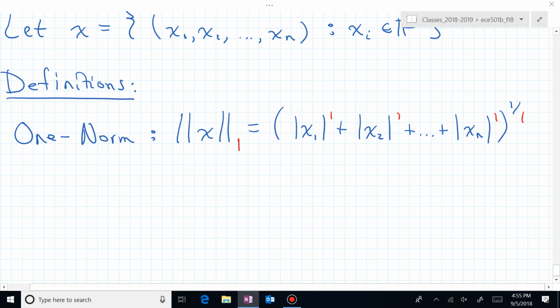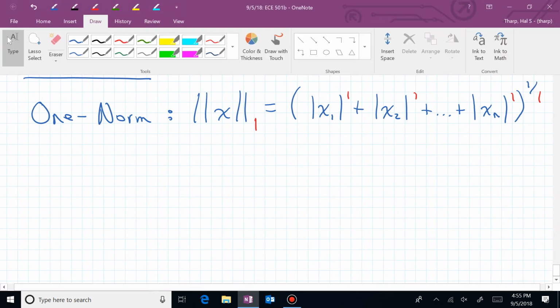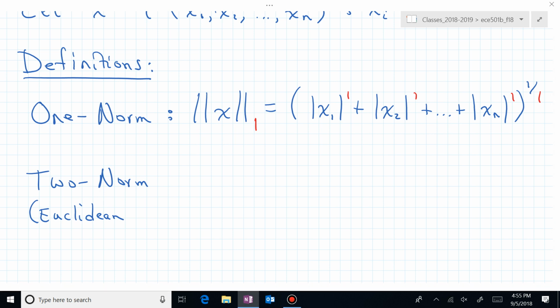There's the 1 location for the 1 norm. So if that's the 1 norm, what's the 2 norm? And this is the typical norm that you're used to thinking about. It's the Euclidean norm. Pythagorean theorem in 2-space, for example. Or it's the distance between two locations.